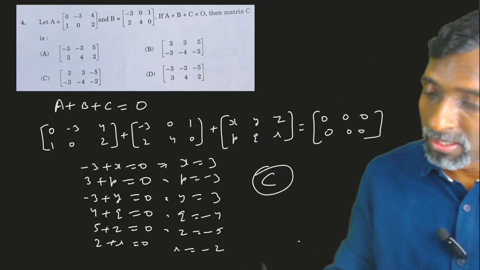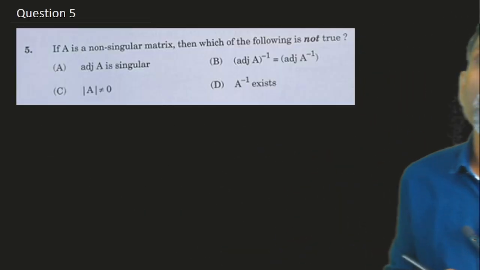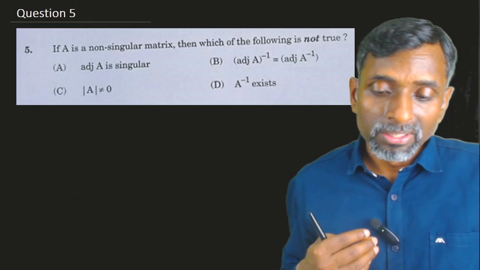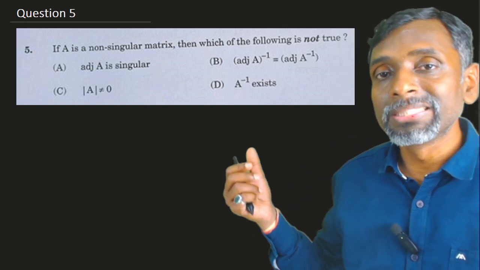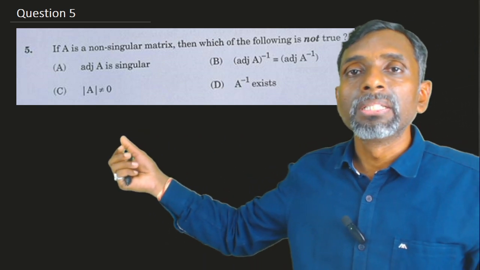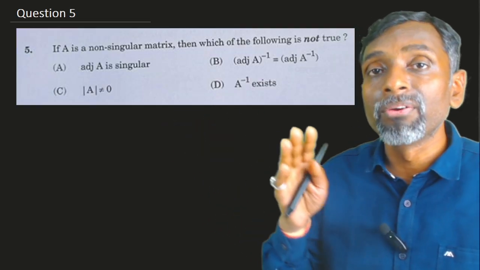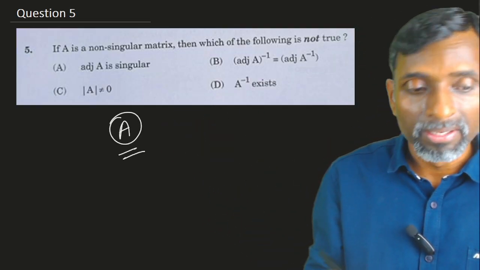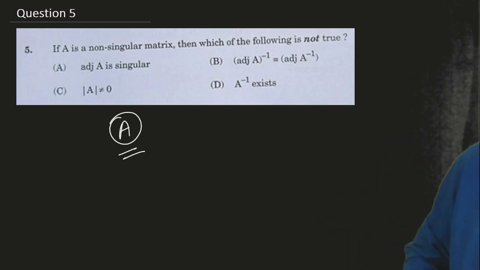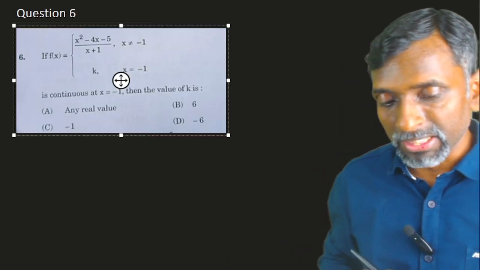Okay, so now question number 5 is just a formula. What is the formula? If A is a non-singular matrix, then which of the following is not true? So you can say option C, option B and option D are true in this. So we can say option A is not true. So the answer is option number A, right? Okay, let's move to the next question, question number 6.